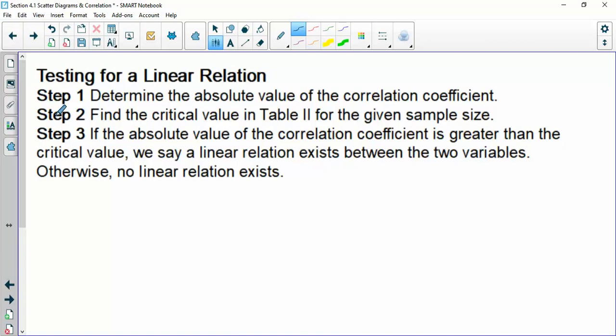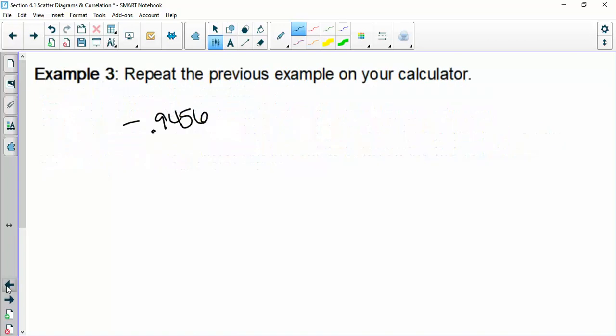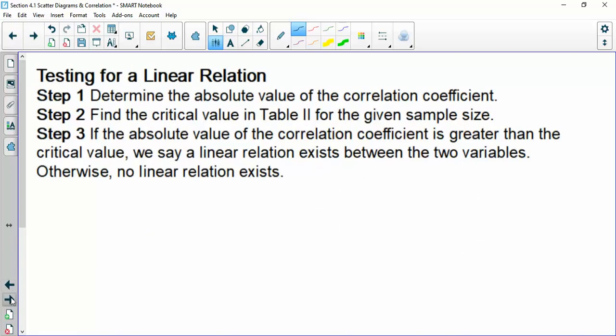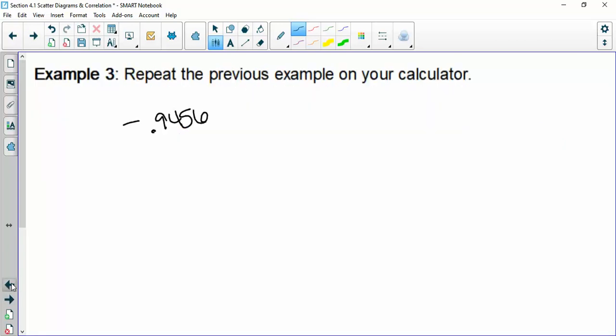It gives you an N and then a critical value. So the previous example, our N was, how many points do we have? 5? Okay, so we could look at N equals 5, our critical value is 0.878. So anything higher than that would be considered linear. Okay, so the absolute value of ours was 0.9456, so that would be considered linear.